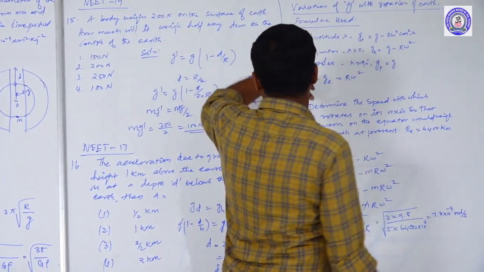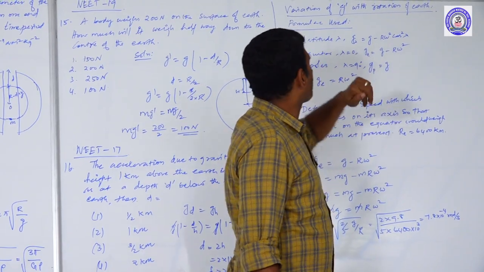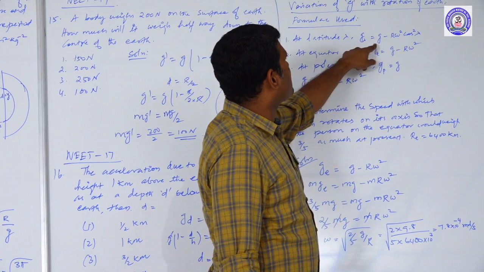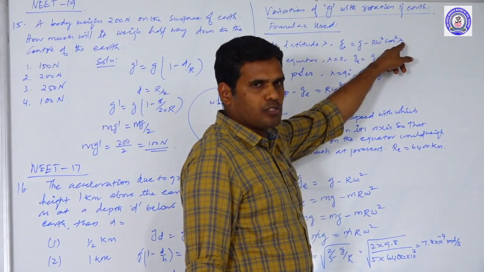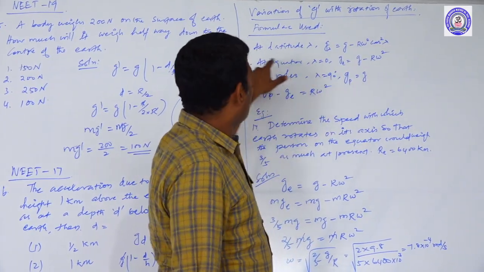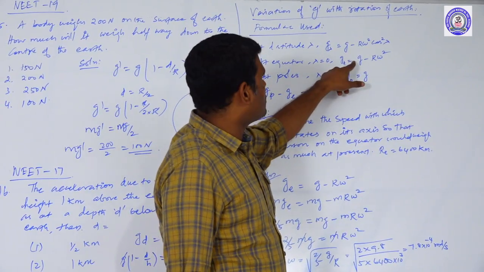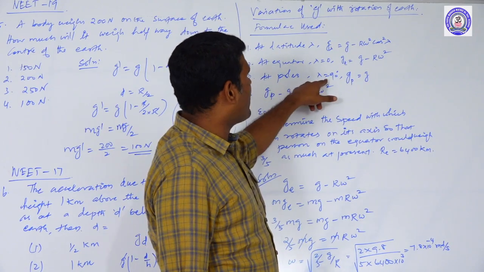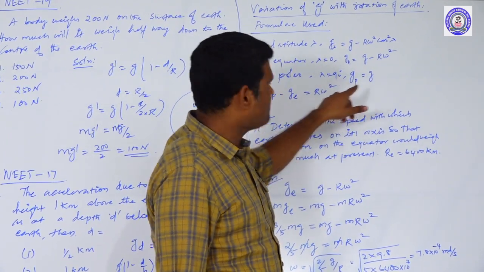Then, the variation of g with the rotation of Earth. This is the next heading, next set of formulas. The formula is at latitude lambda, g_lambda is equal to g minus R omega square cos square lambda. This is known. At the equator, lambda is 0, so g' equals g minus R omega square. At the poles, lambda equals 90, so g_p equals g.